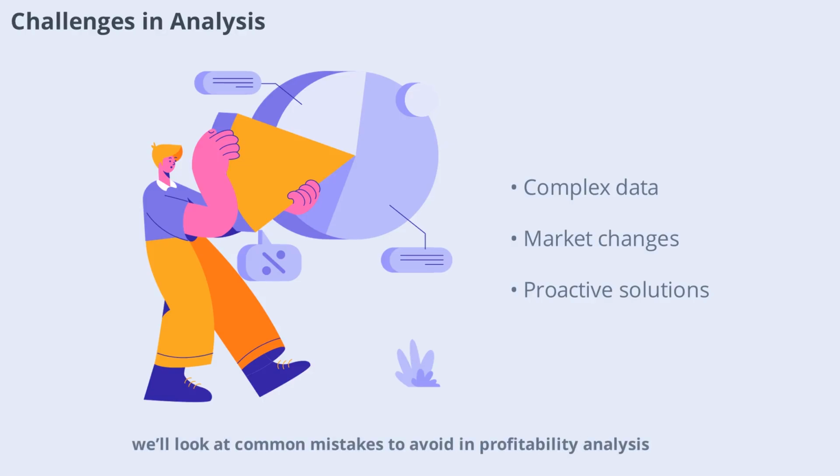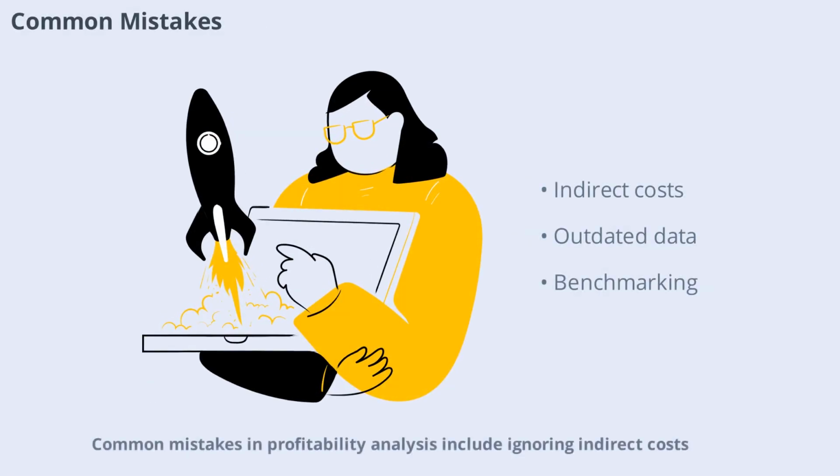Next, we'll look at common mistakes to avoid in profitability analysis. Common mistakes in profitability analysis include ignoring indirect costs, relying on outdated data, and failing to benchmark. Avoiding these errors ensures your analysis is accurate and actionable. Regularly review your methods and update your data to stay ahead.